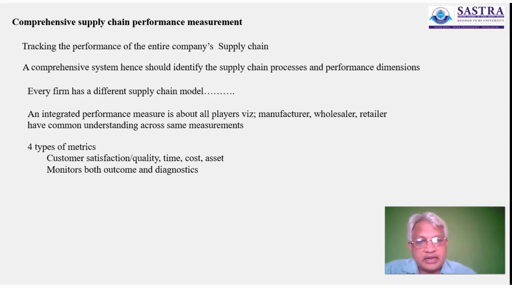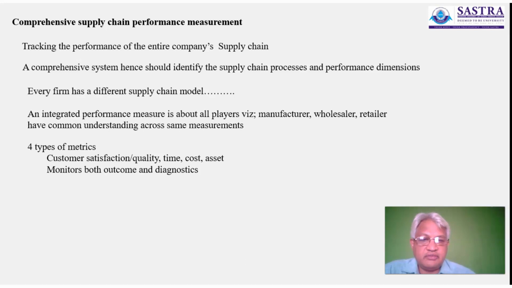An integrated performance measure is when the manufacturer, wholesaler and retailer, all who are involved in delivering the product to the customer, keep a common understanding of all the measurements. So there are 4 types of metrics involved in comprehensive supply chain performance: customer satisfaction and quality, which go hand in hand; the second one is time, third is cost, fourth is asset. And this measurement monitors both the outcome and the diagnostics.